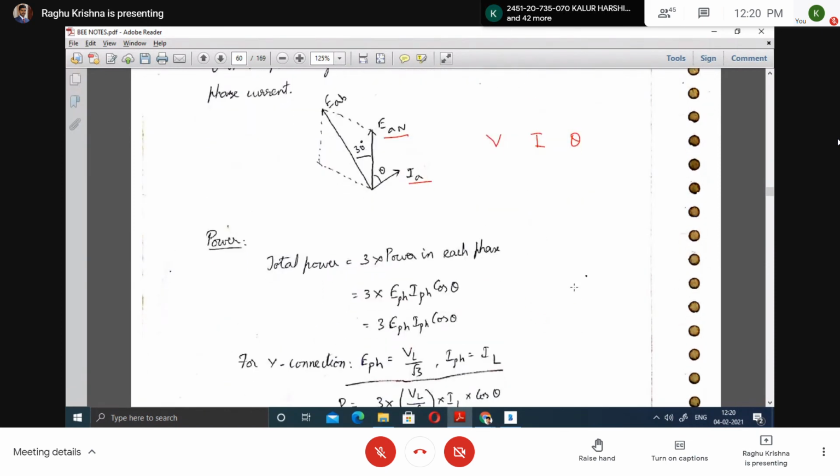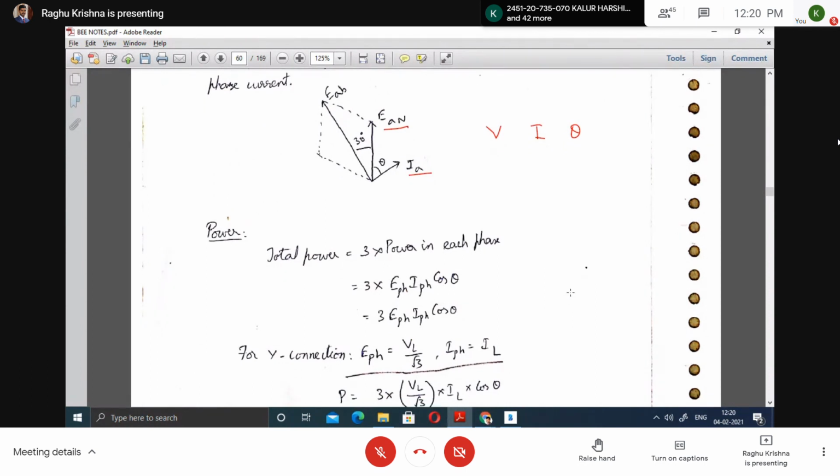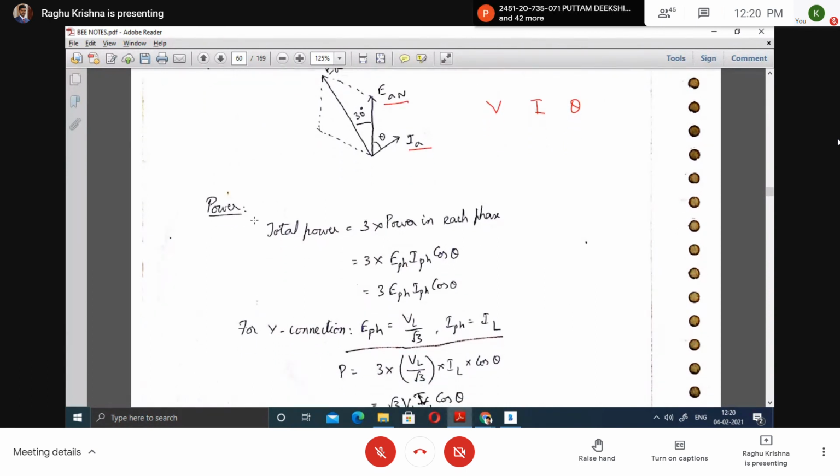Next, this is one of the important ones. Power, how to calculate power. Here we are going to calculate the total power. Total power is equal to 3 into the power in each phase, so 3 E phase I phase cos theta, where theta is the angle between E phase and I phase. Just like here, theta is the angle between E phase and I phase.